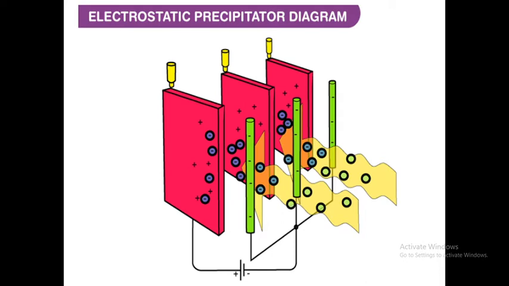In the year 1907, chemistry professor Frederick patented the first electrostatic precipitator, which was used to collect sulfuric acid mist and lead oxide fumes that were emitted from various acid making and smelting activities. So this diagram shows the electrostatic precipitator.